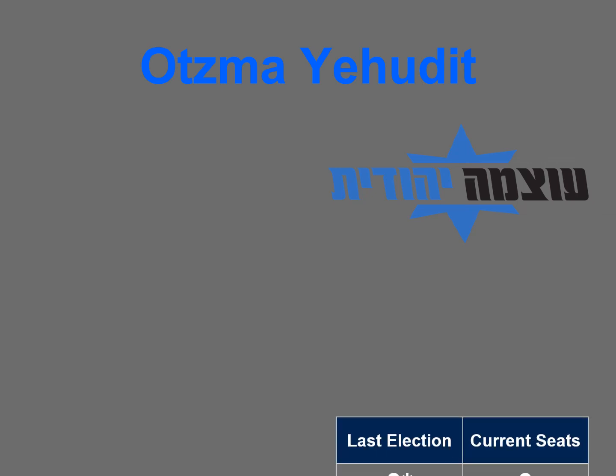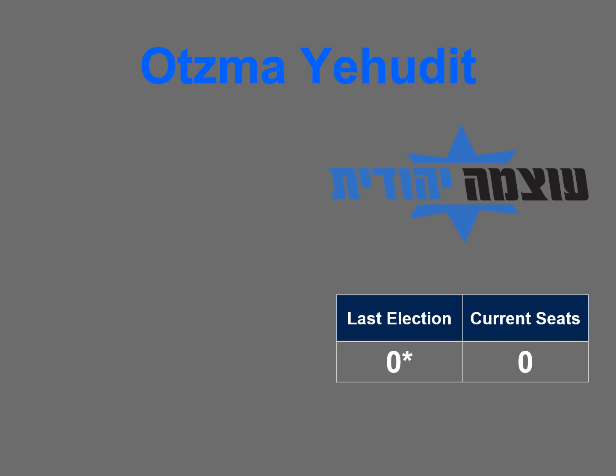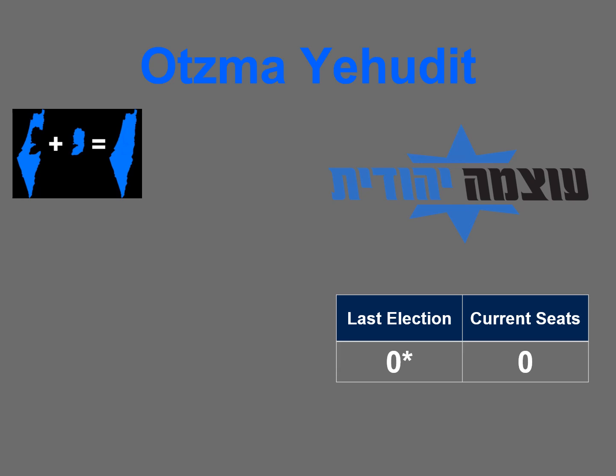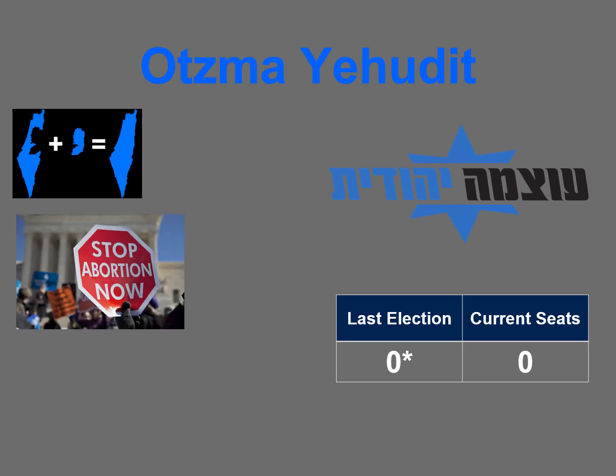Otzma Yehudit was part of the union of the right-wing parties for the April election, but left to run on its own. It does not currently hold any seats in the Knesset. Otzma supports the full annexation of the West Bank, and complete Israeli rule between the Jordan River and the Mediterranean Sea. It is also against any negotiations with the Palestinian Authority. It seeks to ease restrictions on the Israeli Defense Forces rules of engagement. It opposes abortion and LGBT rights.